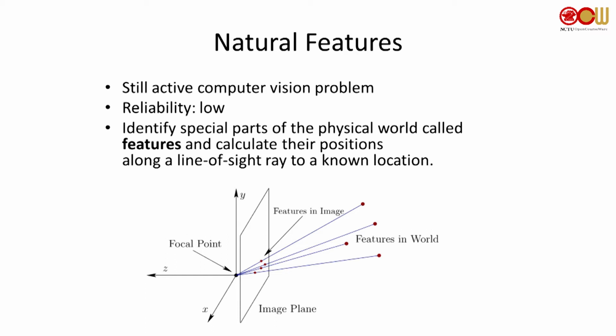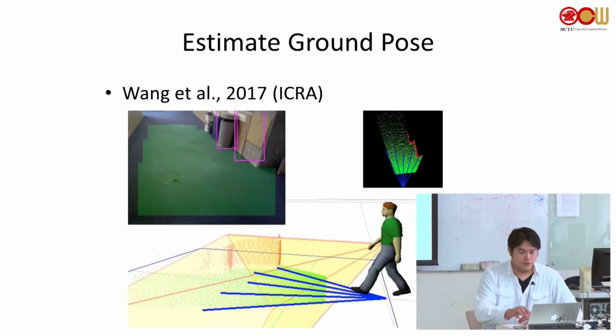And our task would be to identify special parts of the physical world, which is the feature we mentioned in the previous section. And we want to find the correspondence between those features in the world and the features in the image. So let me show you another application that takes advantage of the PnP thing.